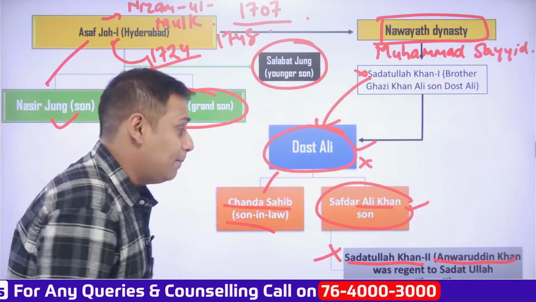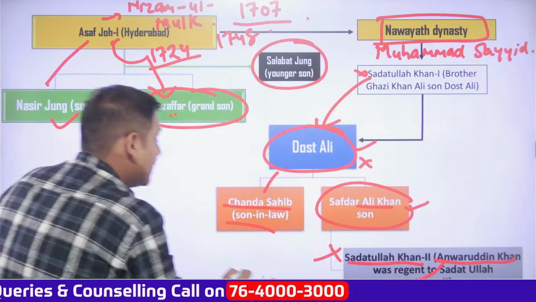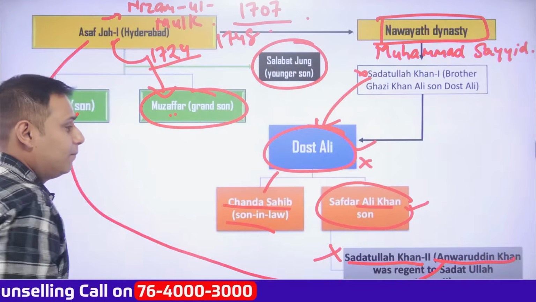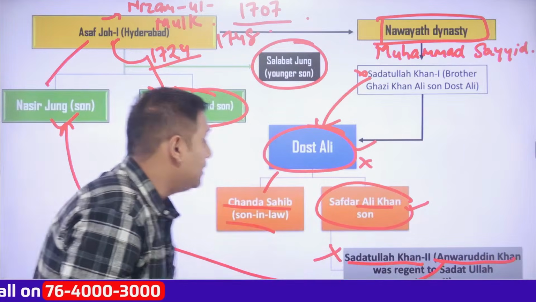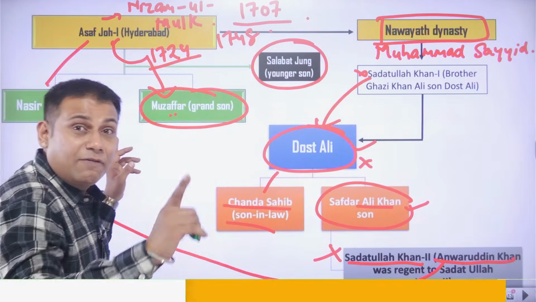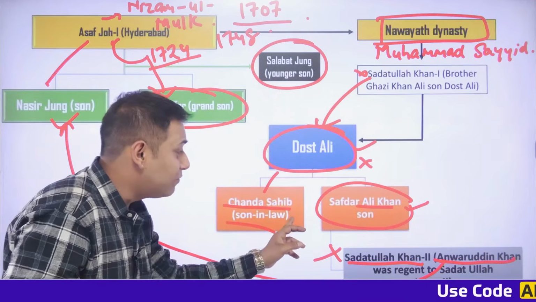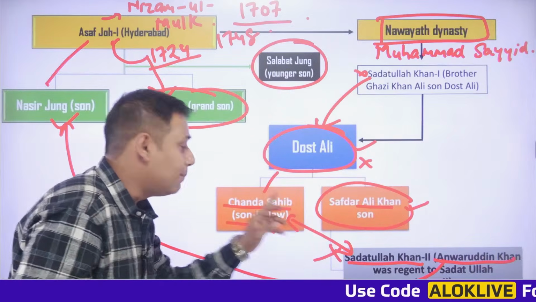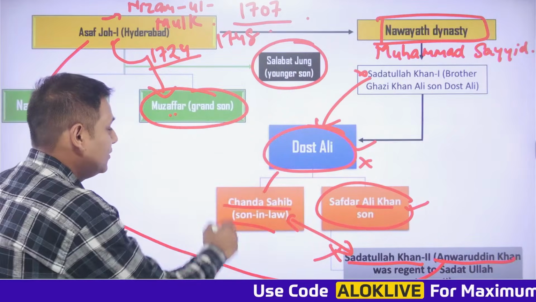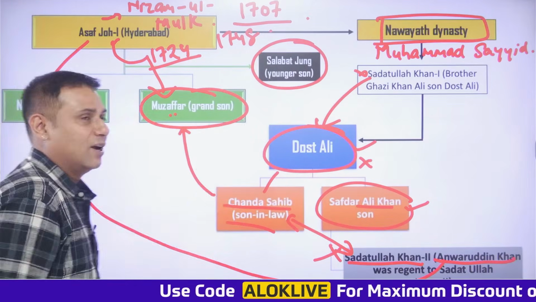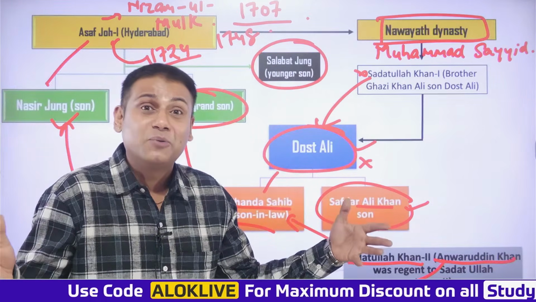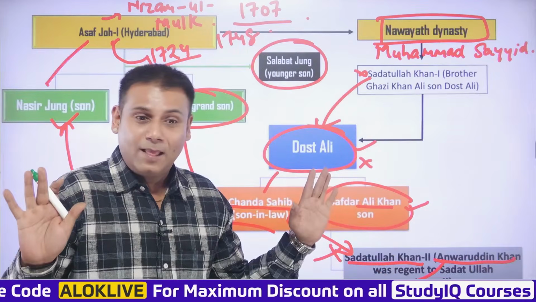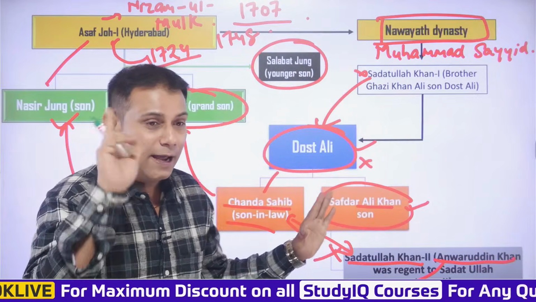On the other hand, Anwaruddin Khan started supporting Nasir Jung. So Anwaruddin Khan supported Nasir Jung. And if Anwaruddin Khan, who is the enemy of Chanda Sahib, is supporting Nasir Jung, what will happen? Chanda Sahib will support Muzaffar Jung. And in this manner, the alliances were created. Is that clear? I'll repeat again.